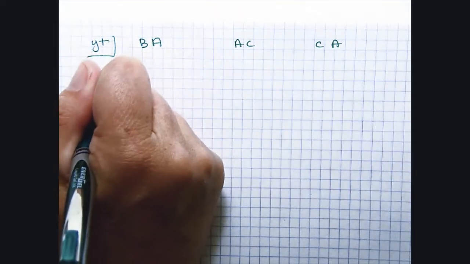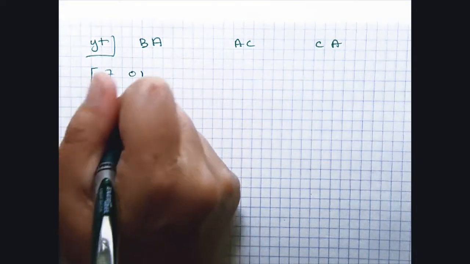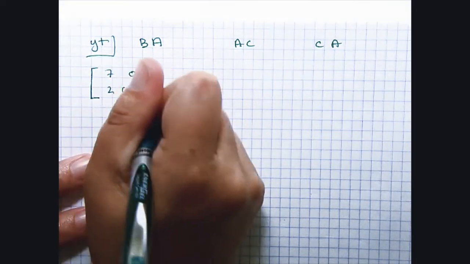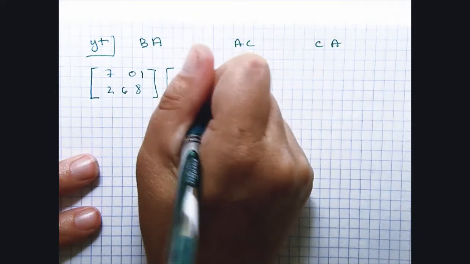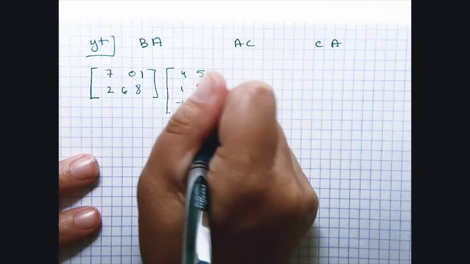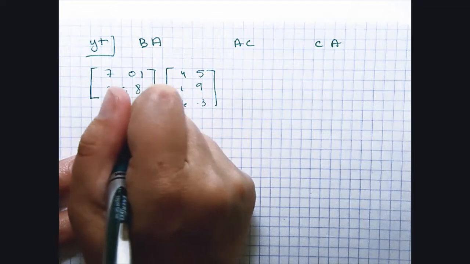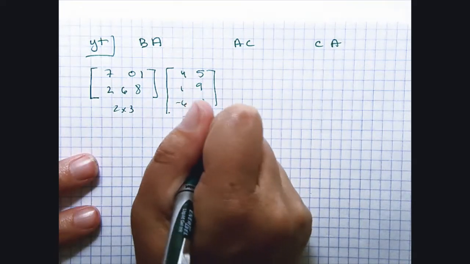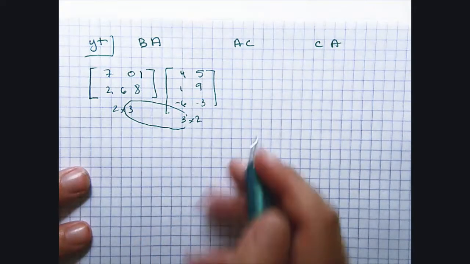So, BA: 7 0 1, 2 6 8, times 4 5, 1 9, negative 6 negative 3, and this is a 2 by 3 times a 3 by 2. So we can do it because these numbers match, and our answer will be a 2 by 2.